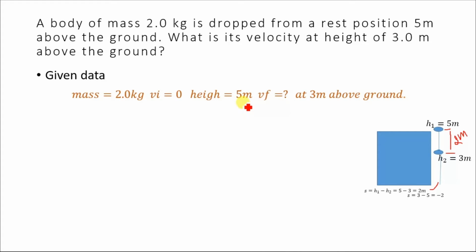So the height is 5 meters. We are calculating this velocity. Now the solution is very simple. According to the third equation of motion, we know that 2as is equal to vf square minus vi square.